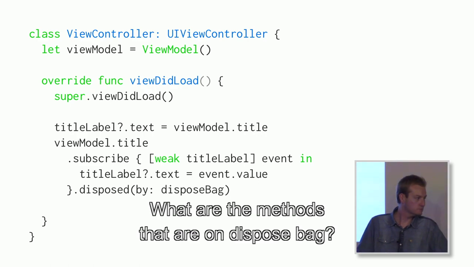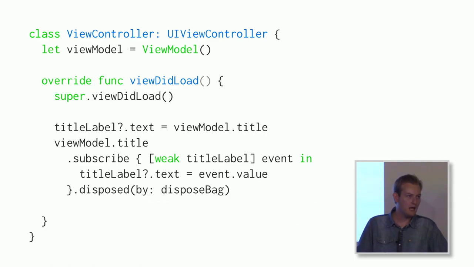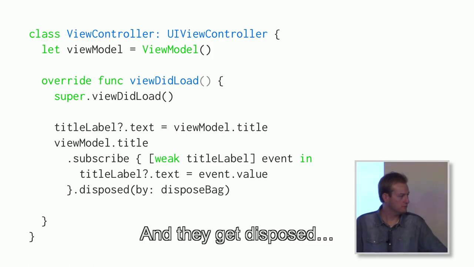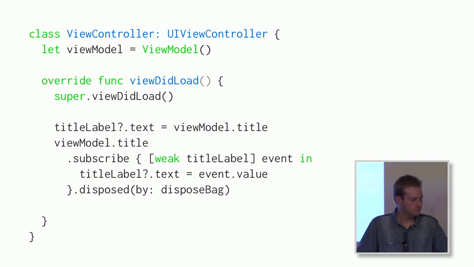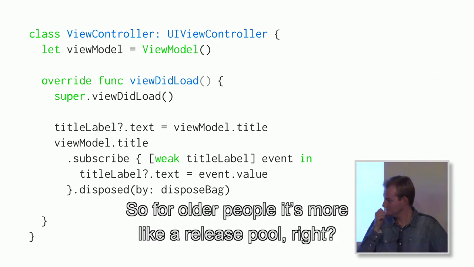What are the methods that are on the dispose bag? I think only add subscription. So you can add subscriptions to it, and they get disposed. Yes. So for all the old people, it's more like a release pool.